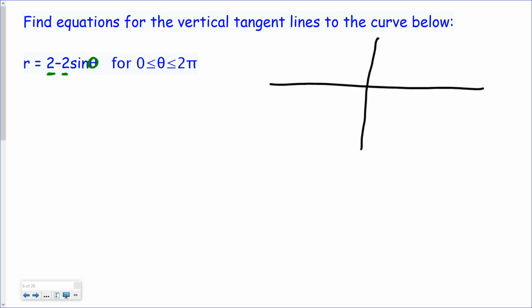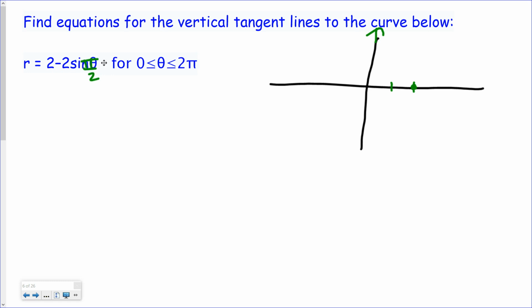So let me go ahead and plug in 0 here. If I look in the 0 direction, I'm going to walk out 2. Let me plug in pi here. If I look in the pi direction, this is going to be 0. I'm going to walk out. Oh, no, sorry, that's not pi. In the pi over 2 direction.